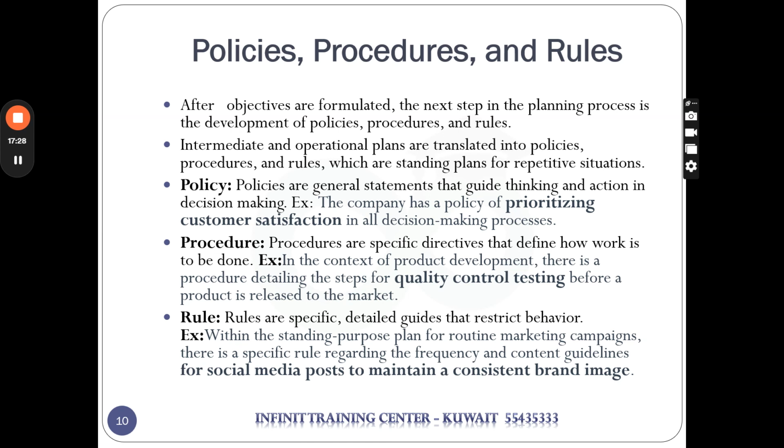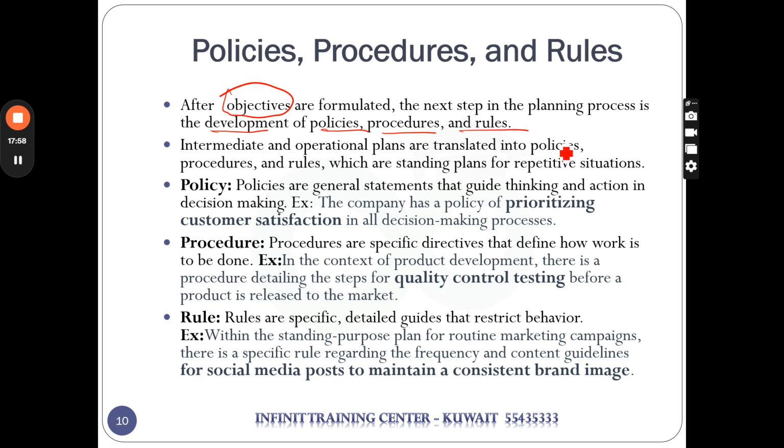Then we have policies, procedures and rules. Once the objectives are formulated, what's the next step in the planning process? Development of policies, procedures and rules. So you have your objective now. Based on that, what are going to be the policies and the procedures and the rules?